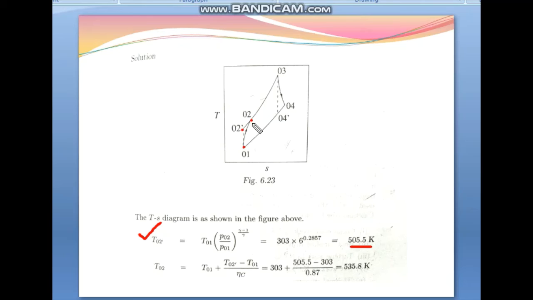Now find the T2 value, the temperature after compression in the actual process. T2 is T1 plus (T2 dash minus T1) by eta_C, the compressor efficiency. Substituting the values, T1 is 303, T2 dash is 505.5, and eta_C is 87%, so 0.87. So the value of T2 becomes 535.8 Kelvin.